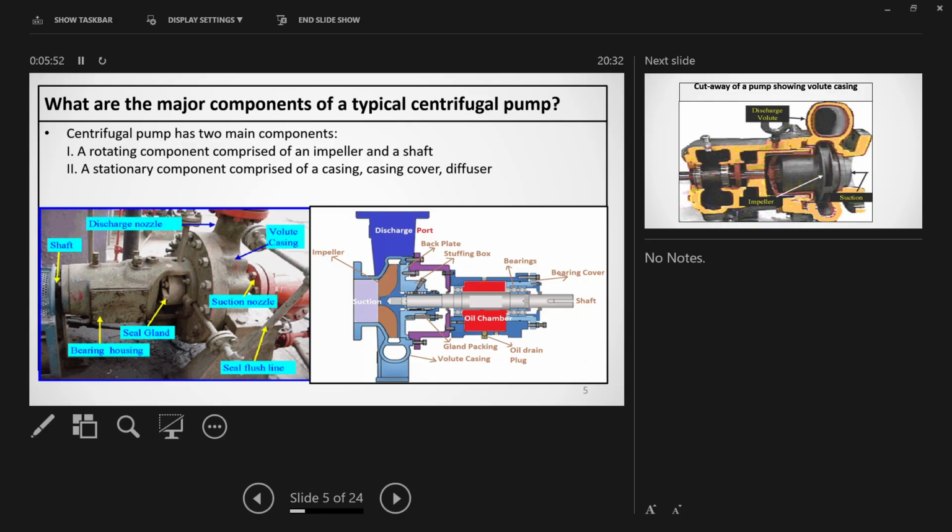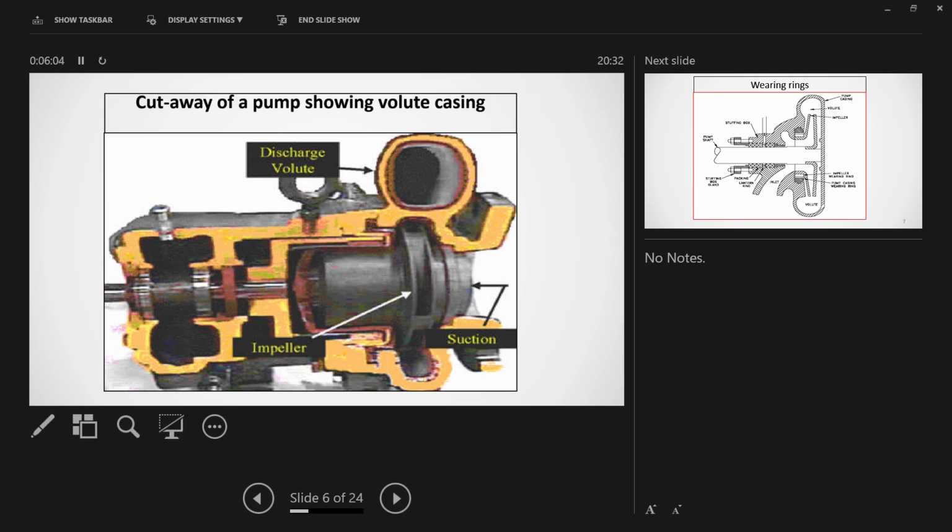Here on the left hand side you can see a complete industry pump, which is taking suction horizontally and giving discharge vertically. Next is the cross-sectional drawing of a single stage pump. You see this is the shaft, this is the bearing portion of the shaft, and this impeller is mounted on the shaft. This is the suction, and this is the volute casing and discharge.